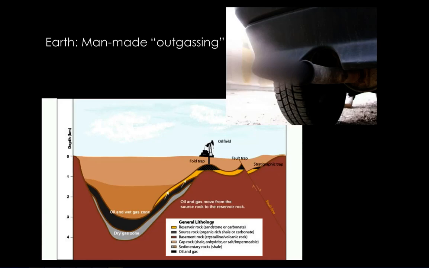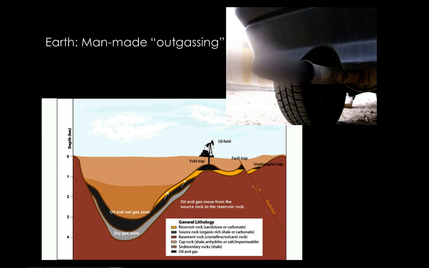So in fact, on Earth, we're actually doing this in a very convoluted way, where when we pull stuff out of fossil fuel deposits and then we burn them, what we're really doing is a form of man-made outgassing. And so you can see the exhaust, and there's the carbon dioxide. So we're replenishing one part of the atmosphere.